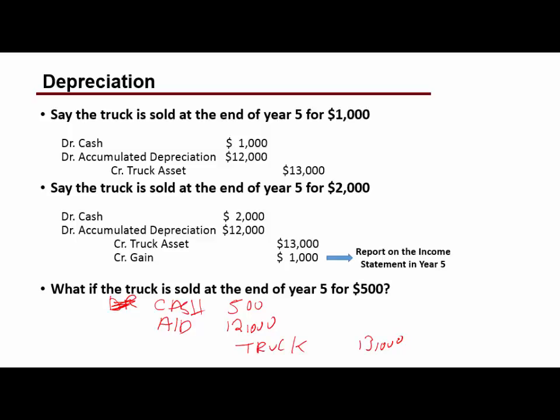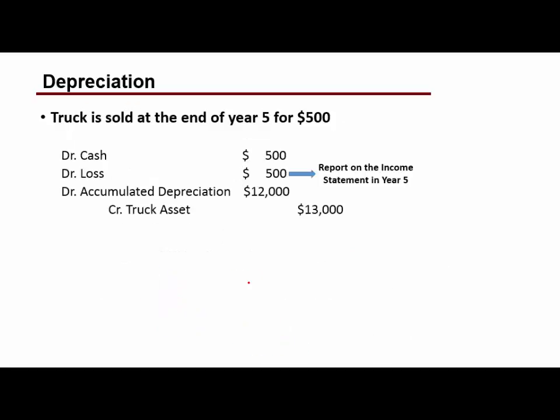And we need what? A debit to make this journal entry balance? Yeah. And that debit is a loss, you're saying? Yeah. So it'll be a loss of $4,000. Oh, wait, no. You already told me it's a loss of $500, right? To make the journal entry balance? Okay. Debit the cash. Debit the loss. Very good. Debit the accumulated depreciation. Credit the truck asset. And that's a loss in year 5. That is a non-operating loss.